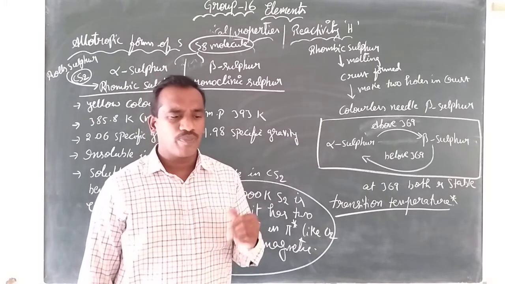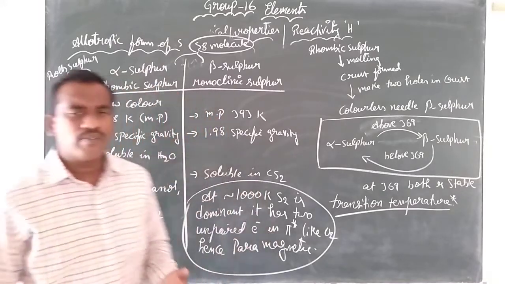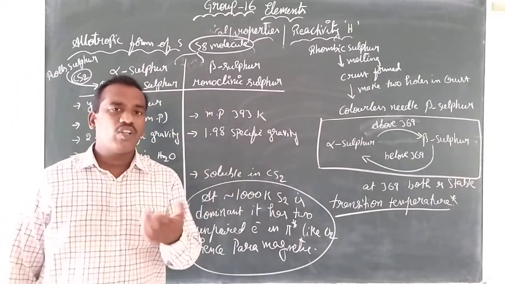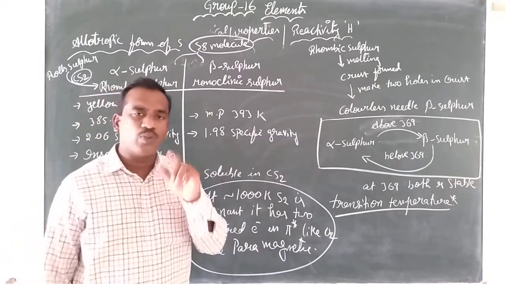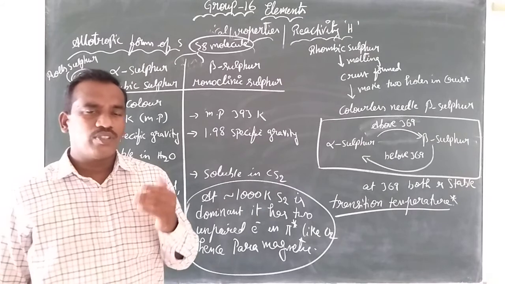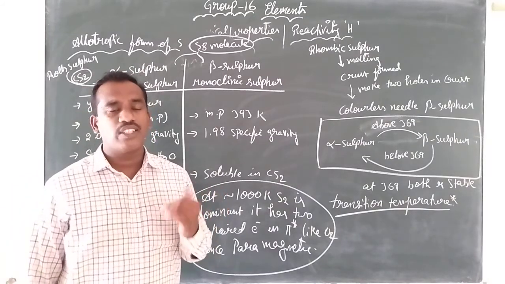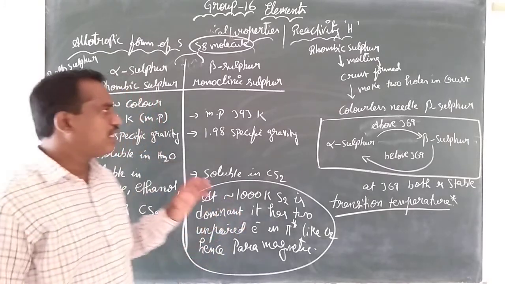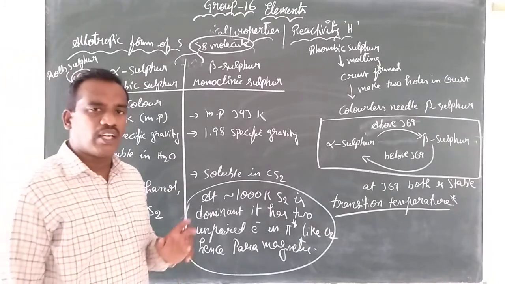Above 1000 Kelvin, there is one form of sulfur called S2. In the case of S2, it behaves like the O2 molecule. In O2 we know there are 2 unpaired electrons, one in pi star 2px and one in pi star 2py, so it will be paramagnetic in nature. So these are the key concepts regarding the allotropes of sulfur.